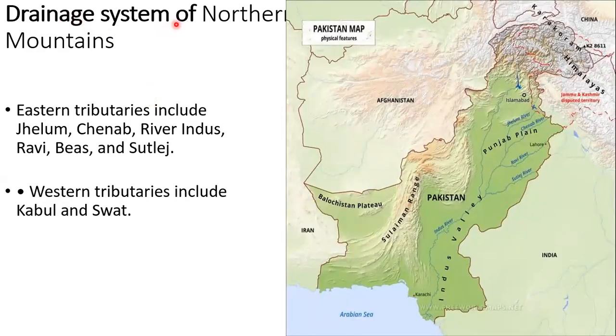Drainage system of the northern mountains. What is meant by drainage system? Drainage system is that when snow melts or the rain pours down on these mountains, they produce an abundance of water.